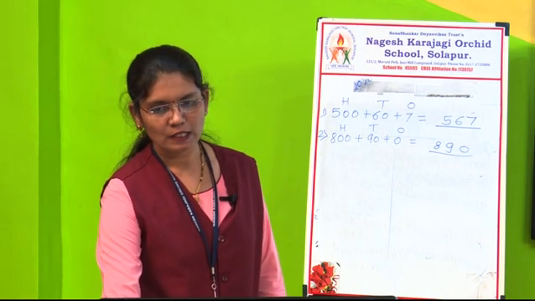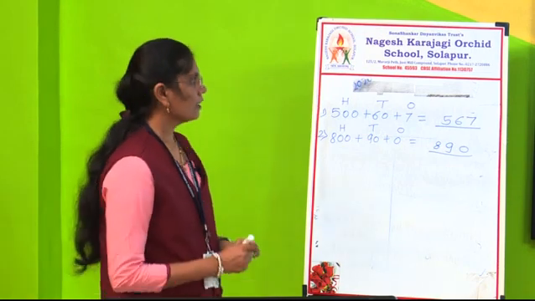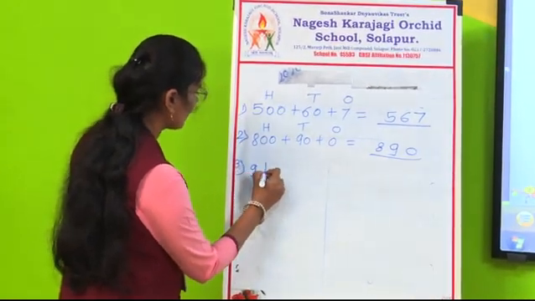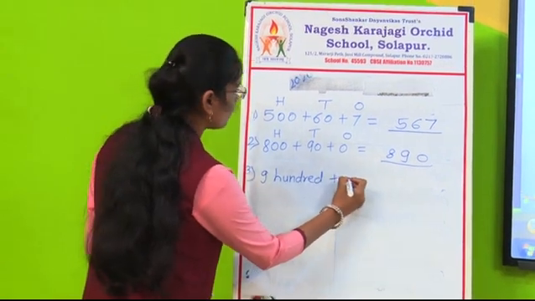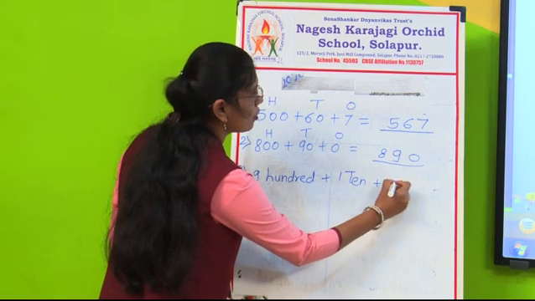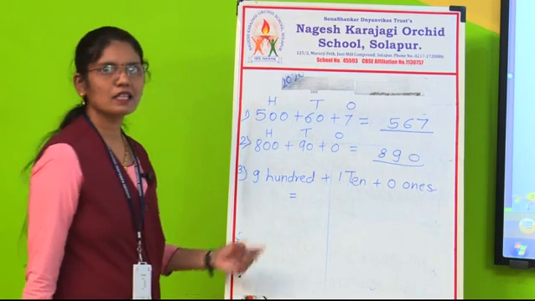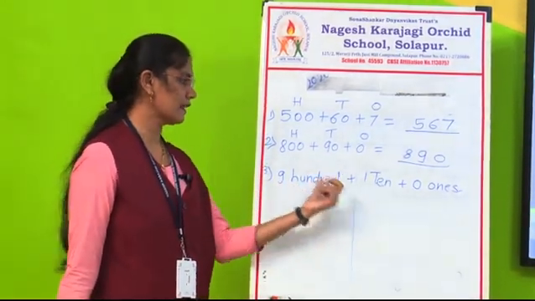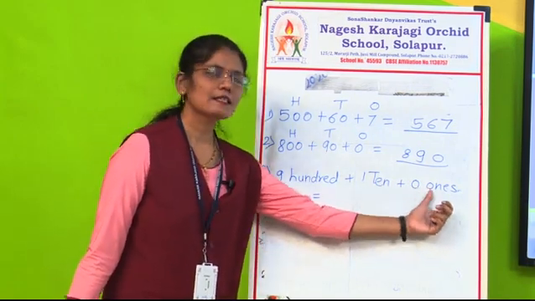9 hundreds plus 1 tens plus 0 ones. Now see here, what is given? 900 plus 10 plus 0 ones. From this expanded form we have to write the short form of the given number. 9 hundreds. How many hundreds are there? 9 hundreds. 10 plus 0 ones.